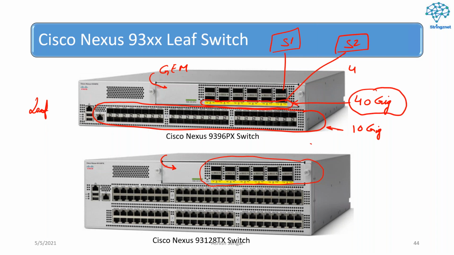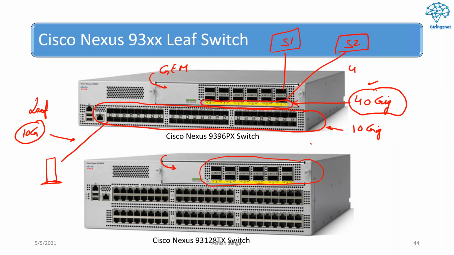40 gig connectivity. These interfaces are the interfaces which are meant to be connected to the servers. So for our leaf switches to servers, the minimum connectivity speed could be 10 Gbps. So the minimum speed between leaf and spine switches is 40 Gbps, and the minimum speed between our servers and our leaf switches needs to be 10 Gbps.